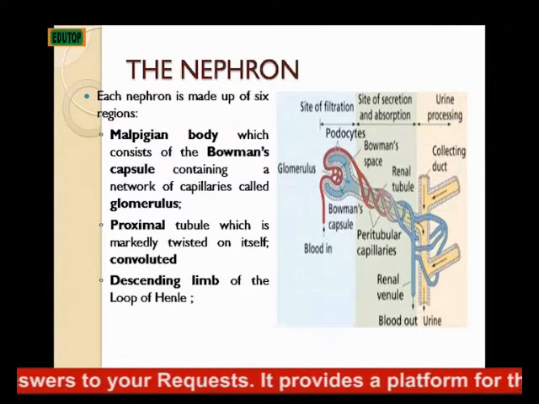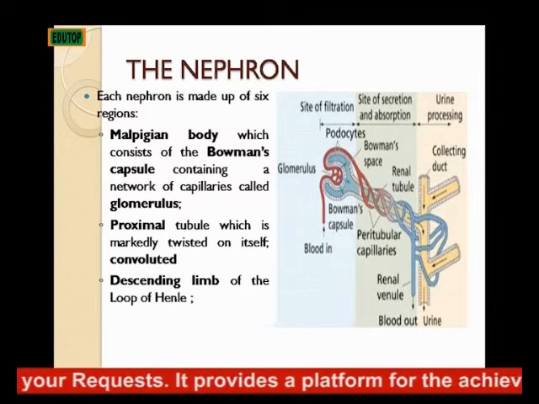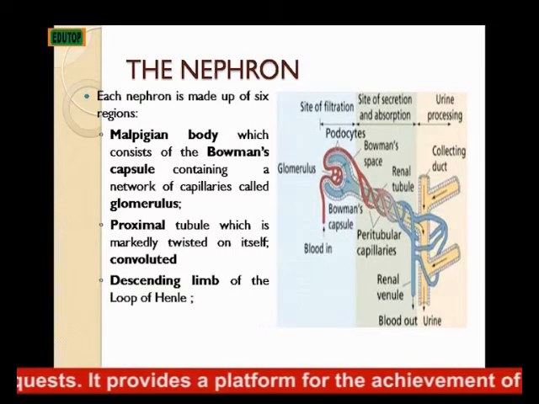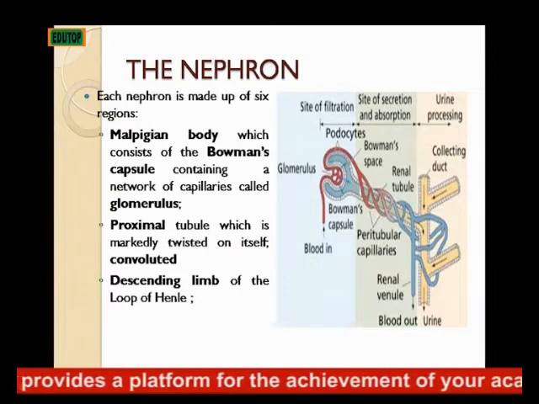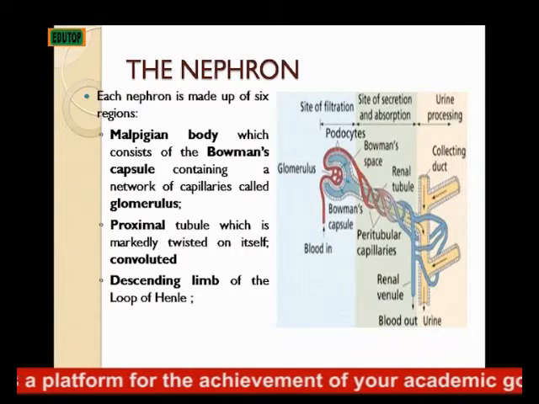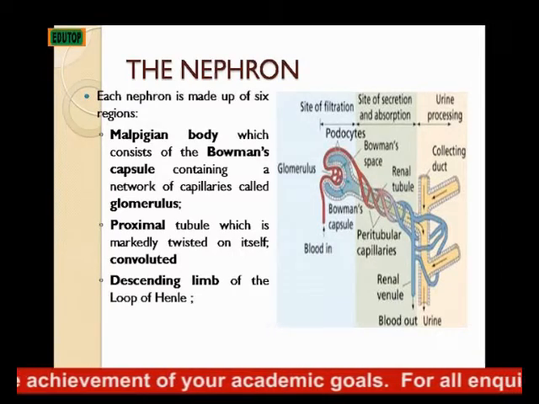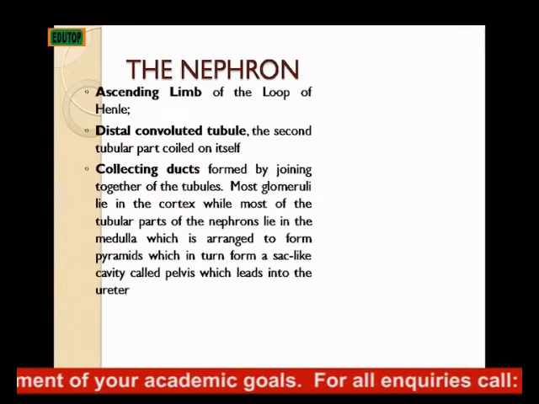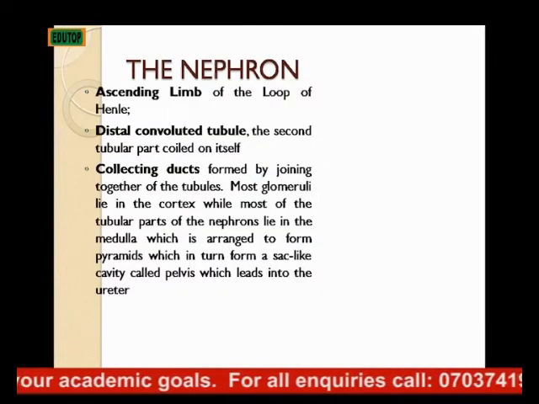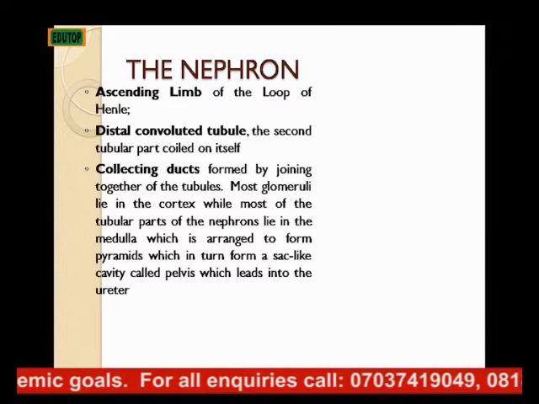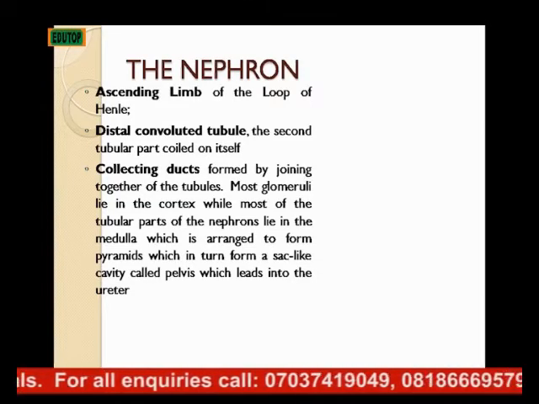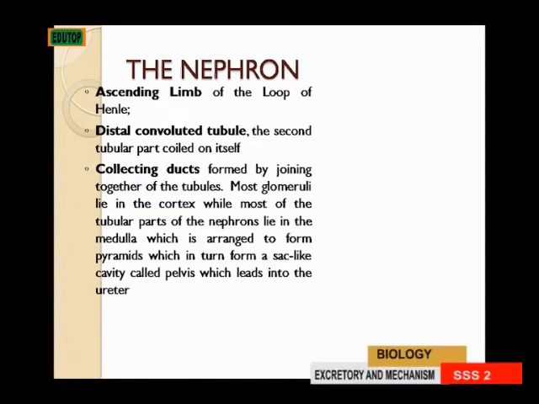Then the next is the proximal tubule. The proximal tubule is markedly twisted on itself, that is, it is convoluted. Then the descending limb and the ascending limb of the loop of Henle. Then the distal convoluted tubule, which is the second tubular part coiled on itself. The collecting duct is formed by the joining together of the tubules.